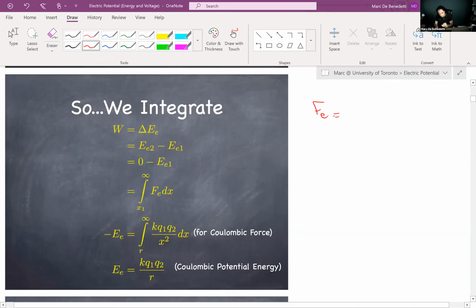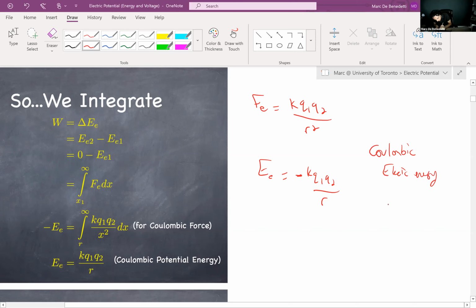So this is for the Coulombic force. So I would say the Coulombic electric energy is E equals k q1 q2 over r. That's the Coulombic energy. And we had to do this because it was a variable force, so we had to integrate to obtain the energy.